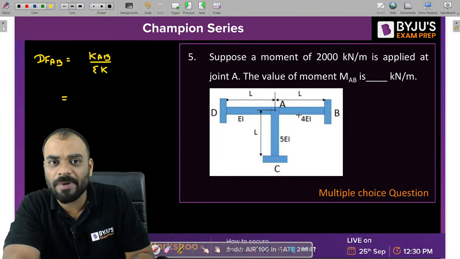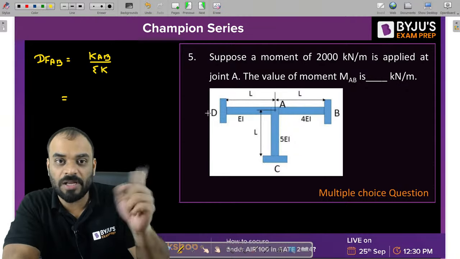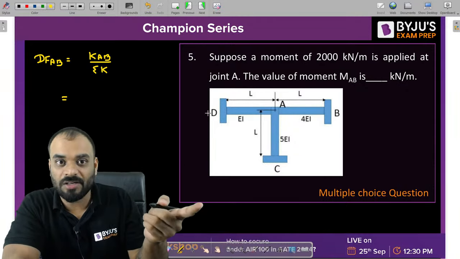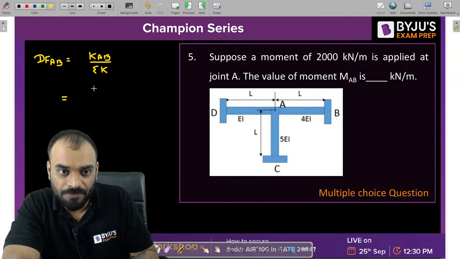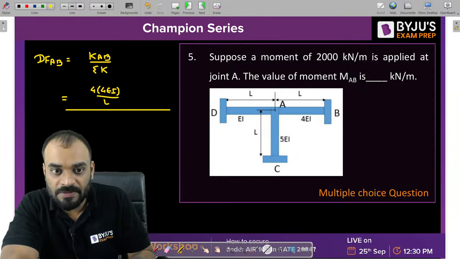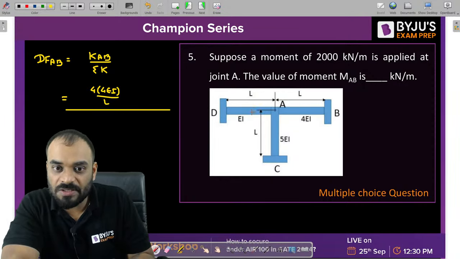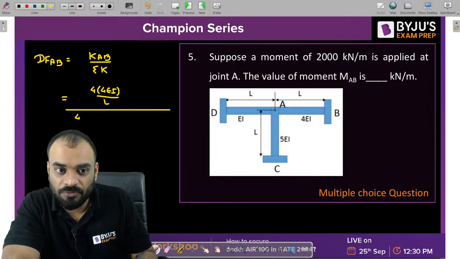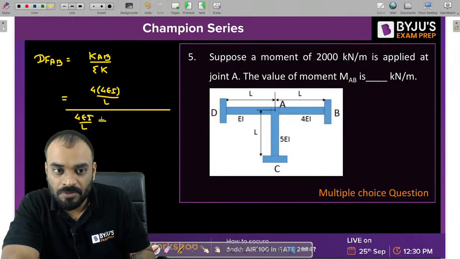It is 4EI by L, right? It is already 4 over here, so you need to multiply it by your factor also. That means 4 into 4EI by L. L is equal to how much? It is L only. Now divided by the summation of stiffness. What is the stiffness for this member? It is 4EI by L. This one is 4 into 4EI by L. This one is 4 into 5EI by L.